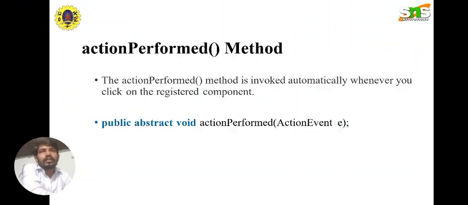The actionPerformed method is invoked automatically whenever you click on the registered component, for example: public abstract void actionPerformed(ActionEvent e). This line implements the actions you are going to perform in the application. Those operations are accepted by default in this event class.